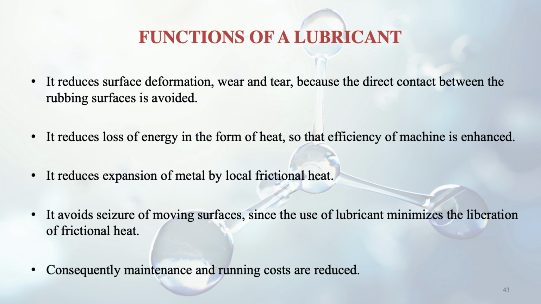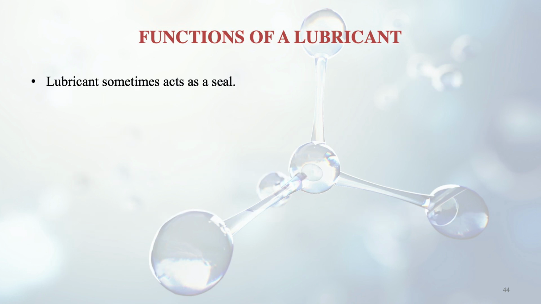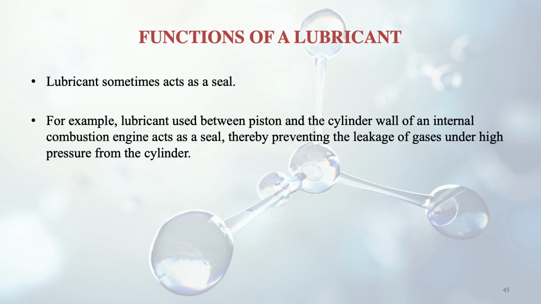And maintenance and running costs, obviously if these things are there, energy loss is less, then the costs are reduced for maintenance and running. And lubricant also acts sometimes as a seal, meaning it will seal a gap or something like that, so that there is no leakage. For example, lubricant used between piston and the cylinder wall of an internal combustion engine acts as a seal, thereby preventing the leakage of gases. Actually the gases are produced inside that cylinder, they will not leak out under high pressure from the cylinder, and hence we get proper expansion stroke and power stroke.